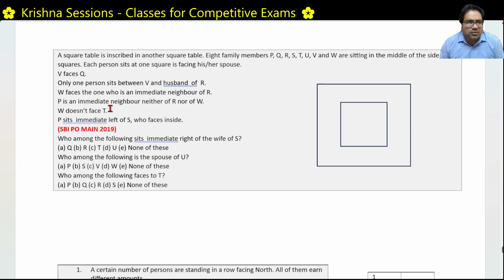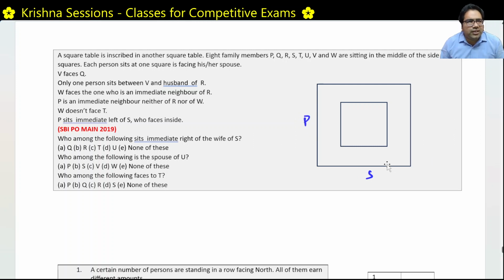W doesn't face T. So what that means is W is not husband or wife of T. P sits immediate left of S, who faces inside. This is the first clue that we are getting to start the problem. That means the people who are facing inside are the ones who are sitting on the outer square. Both are facing each other. So outer square people are facing inside and inner square people are facing outside. That's why they face each other. Otherwise, there is no possibility. So now P sits immediate left of S, who faces inside. So this is S. Let's start somewhere. And this is P.